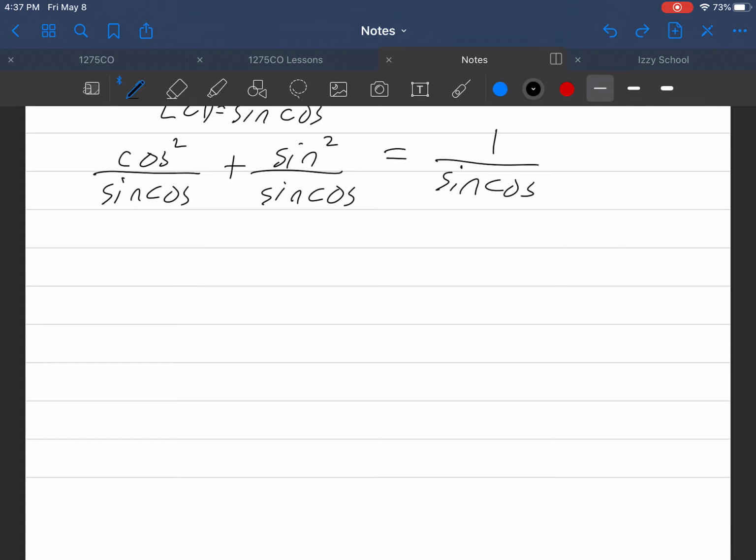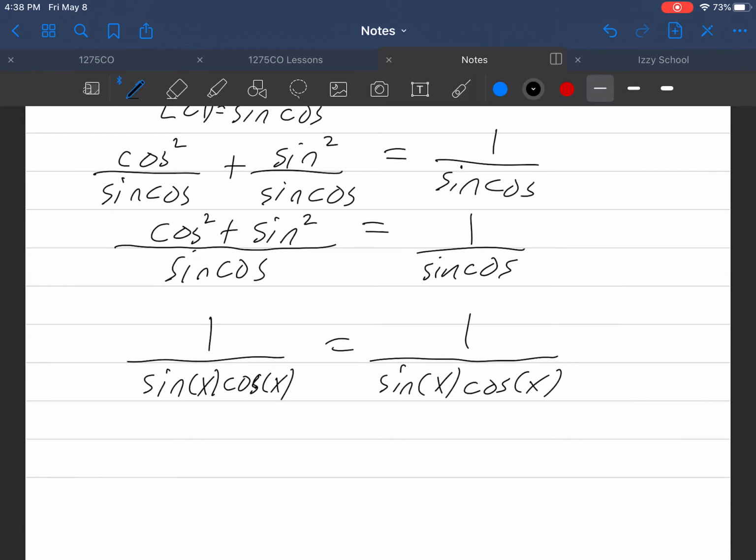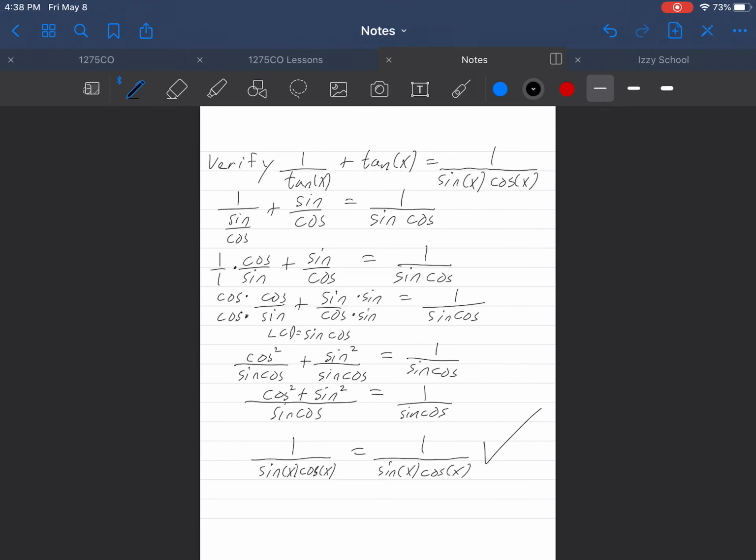Combining these fractions together now, because they have a common denominator, cosine squared plus sine squared over sine cosine should equal 1 over sine cosine, and in fact they do. Sine squared plus cosine squared, addition is commutative, so in any order it still is equal to the number 1 over sine of x times the cosine of x. I'll put those x's back in. Right, it's a lot of writing, so I did not do it before because I am lazy. This checks out, and we have verified this identity.